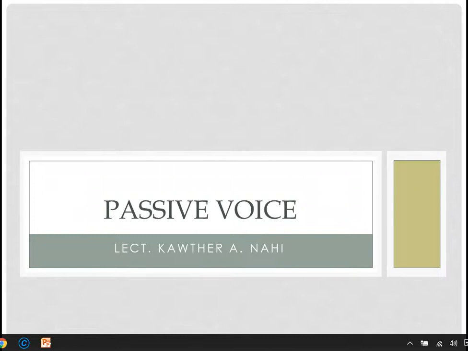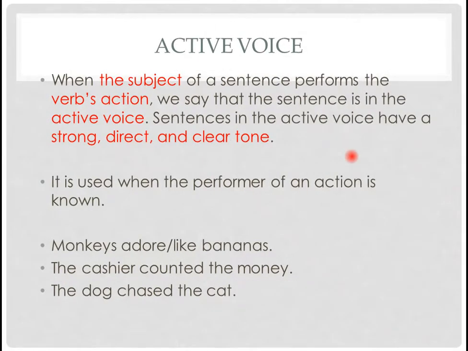Our topic today is passive voice. You all have studied something about passive voice earlier, and today we are going to re-explain it again. Let us start with understanding what is active voice in order to understand what is passive voice.